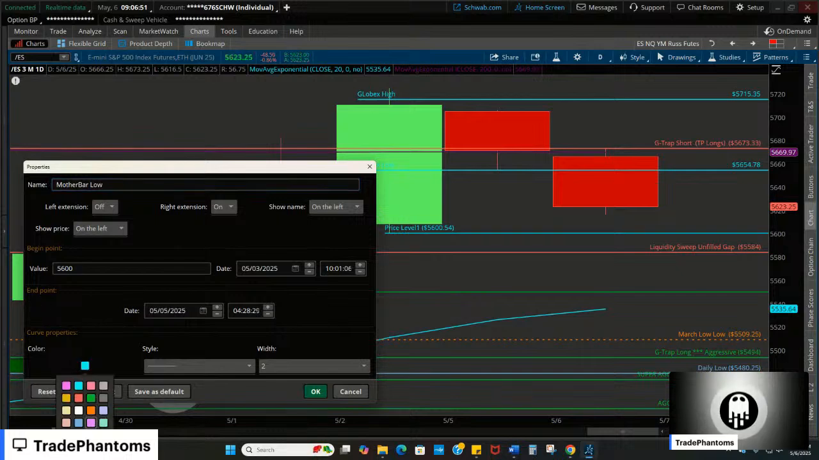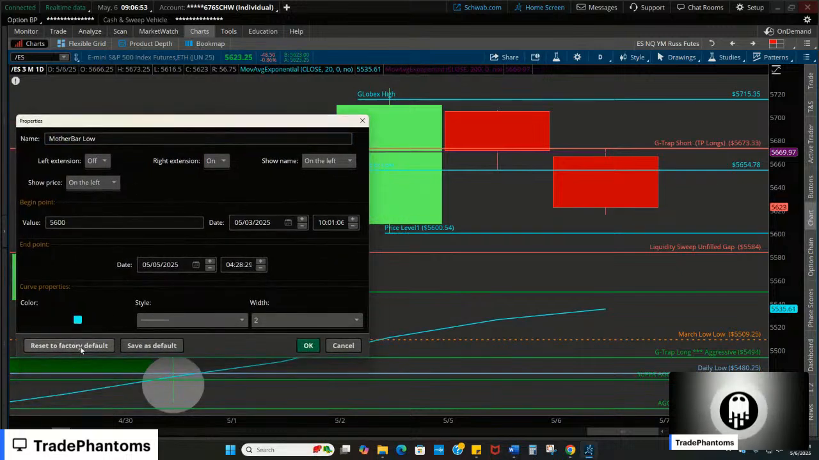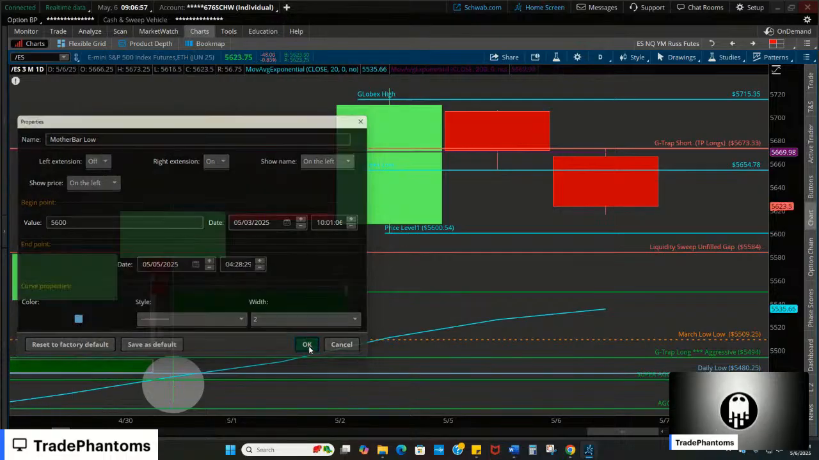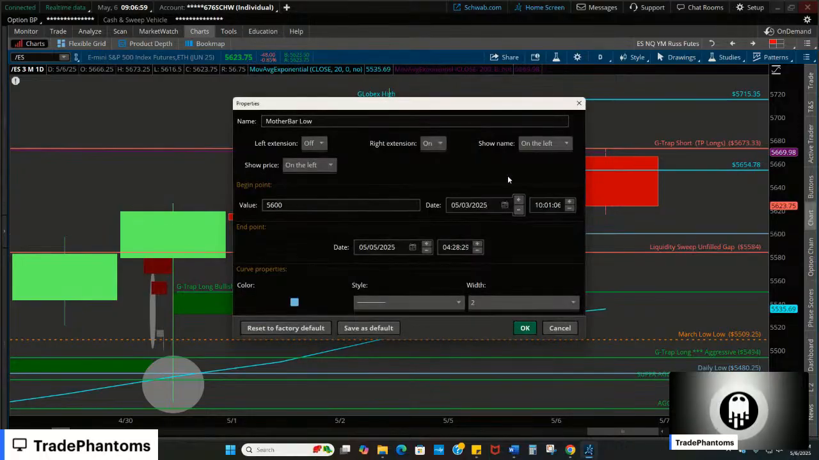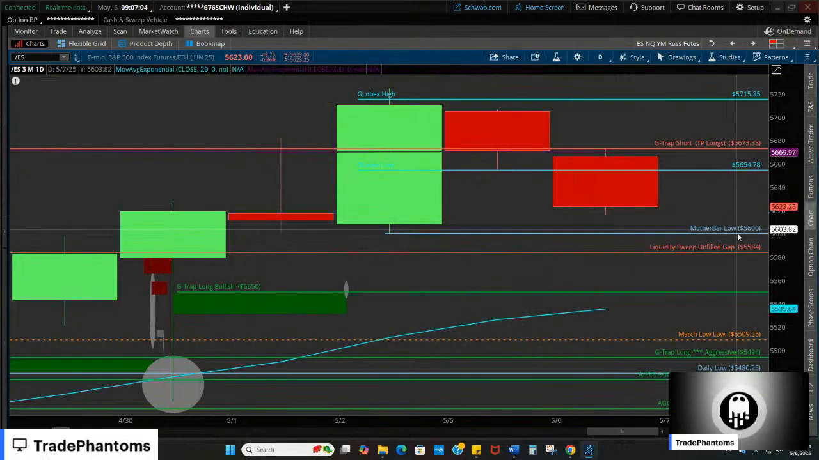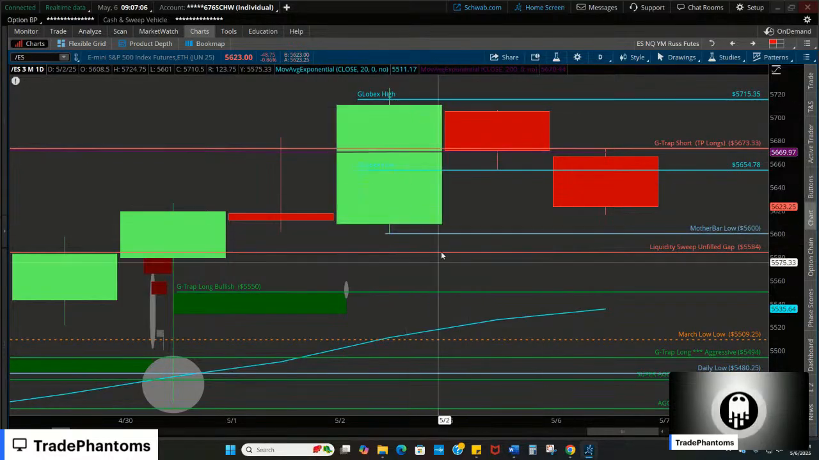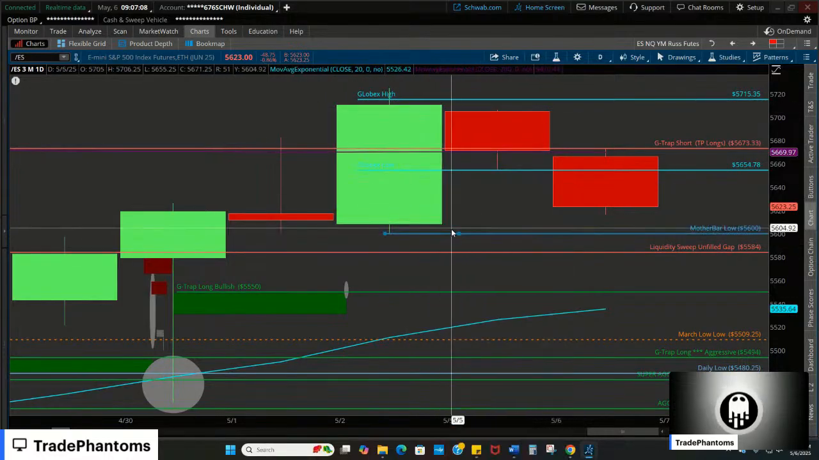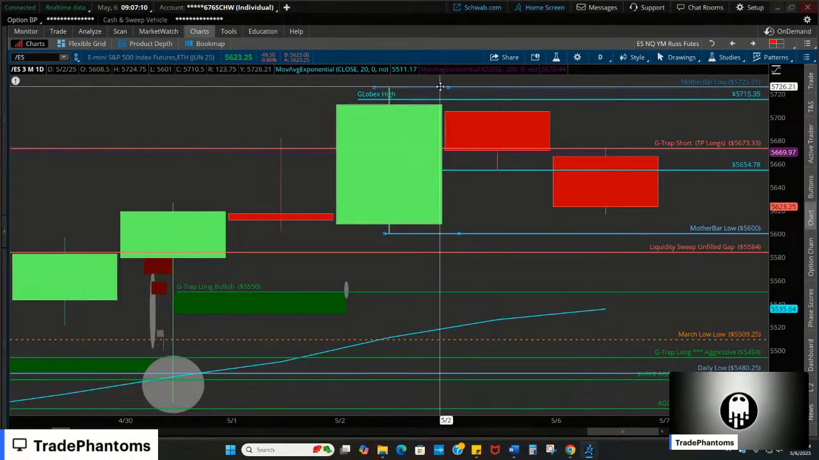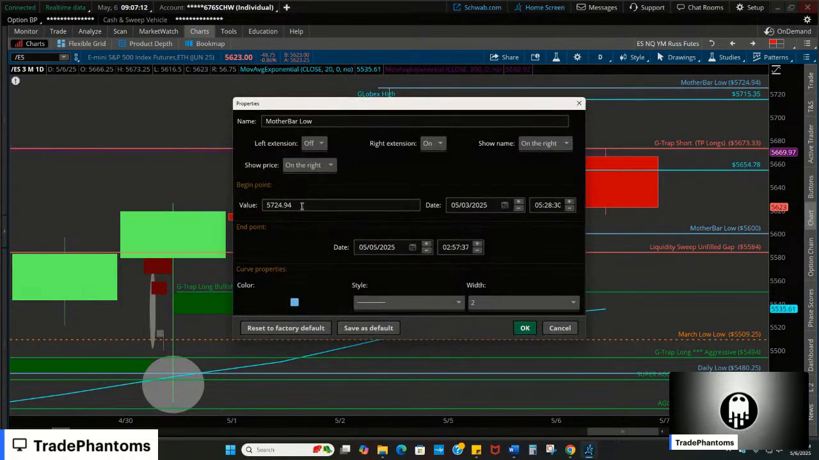All right, and I'll make that blue because this is a daily. I'll put a note there on that. All right, 5,600, give or take. And then we have a mother bar high here. Okay, so inside bar. So definitely noteworthy there.